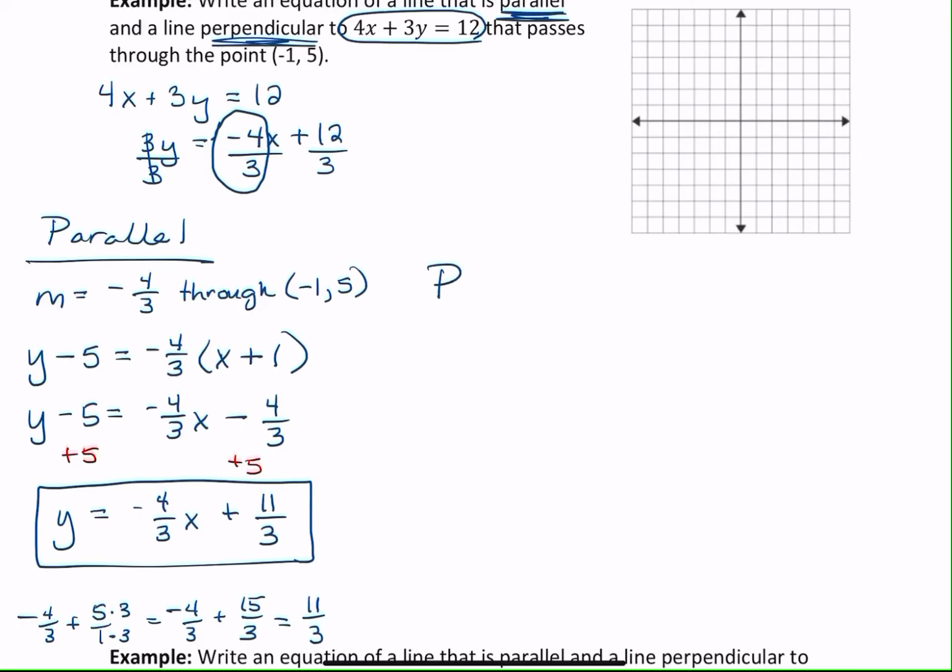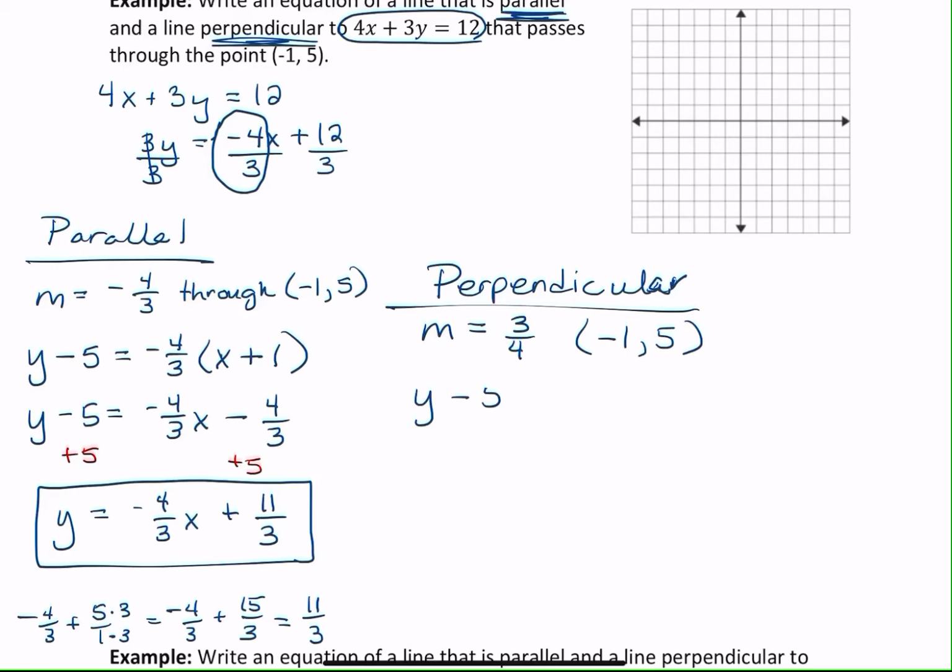Now for perpendicular, I'm going to do the same thing, but this time my slope is going to be a positive 3/4. But I'm going through the same point. So I've got y minus 5 equals 3/4 times x plus 1. Now, I don't think that's just going to change the slope from here and make it perpendicular. When you distribute, it's going to change the y-intercept too. So don't just try to change the slope. You've got to change everything.